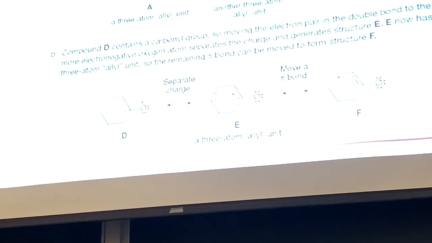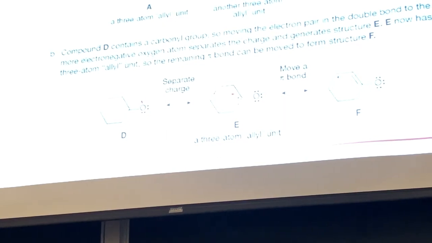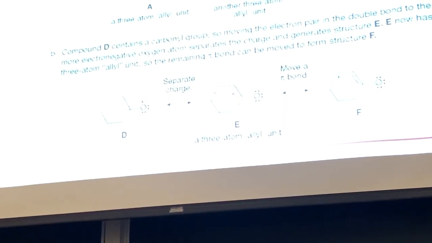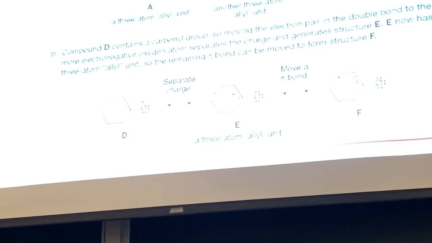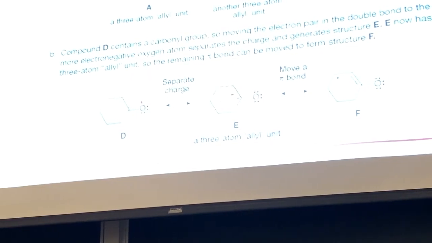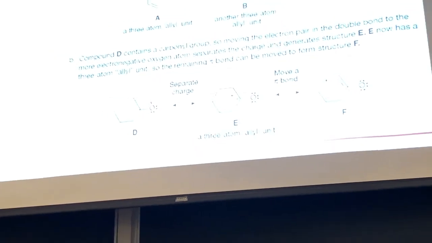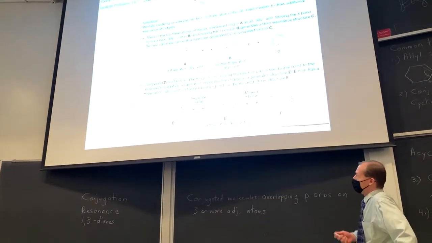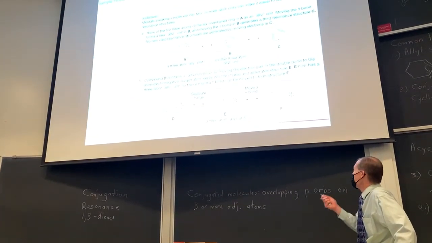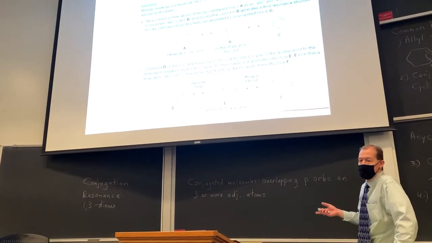And lo and behold, what that does is it gives us now an allyl unit. And so now we can draw a third resonance structure of this particular compound, okay? So these sample problems show you that sometimes you end up with more than one of these features, and that allows you to draw multiple resonance structures for a given species. The one we see here at the bottom in B is going to be significant.